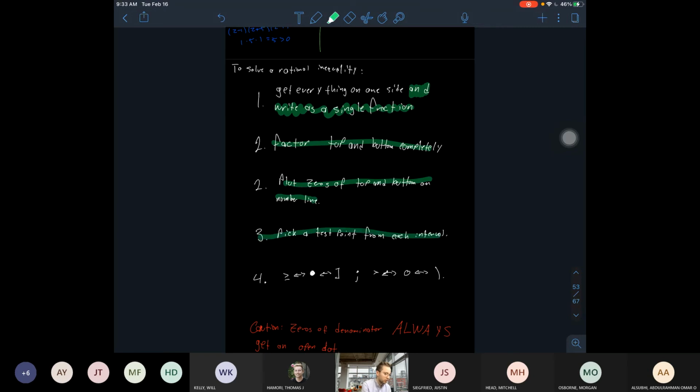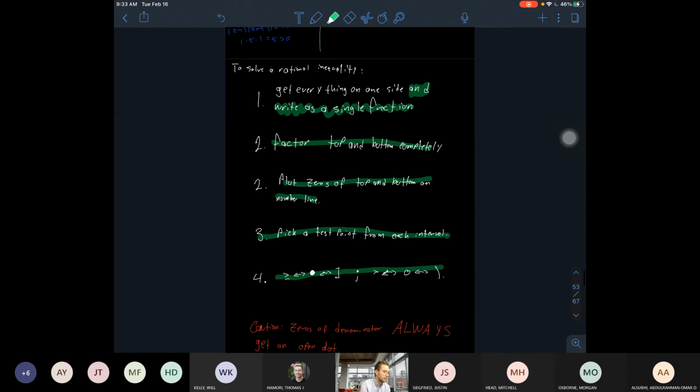And then we're going to pick a test point from each interval. And then we're going to figure out whether we should have closed dots or open dots on the points which are actually 0, depending on whether we have a greater than or equal to sign, a greater than sign, a less than sign, or a less than or equal to sign.